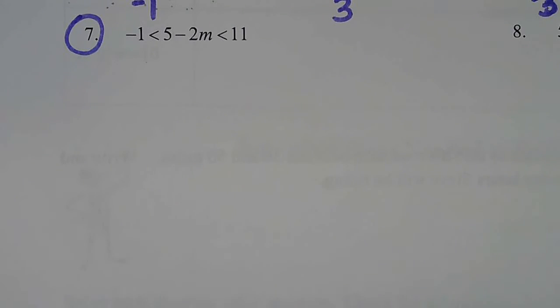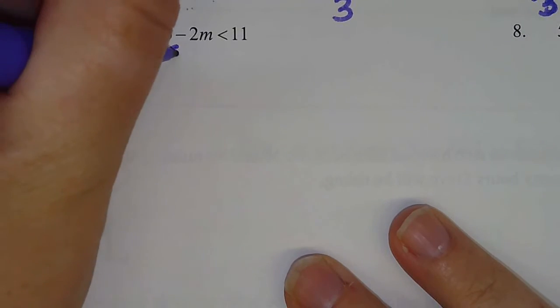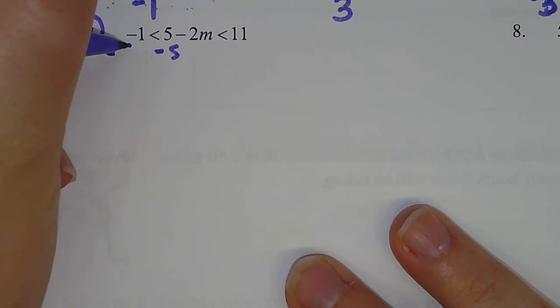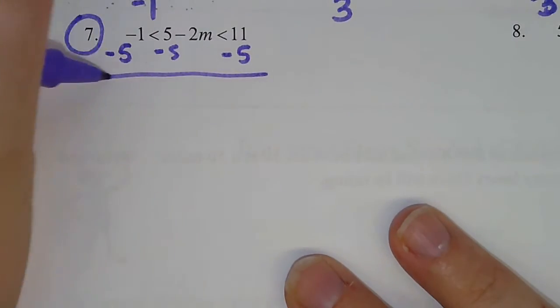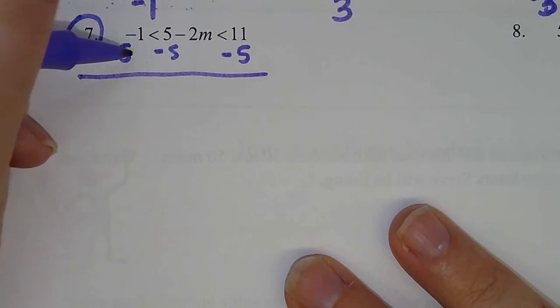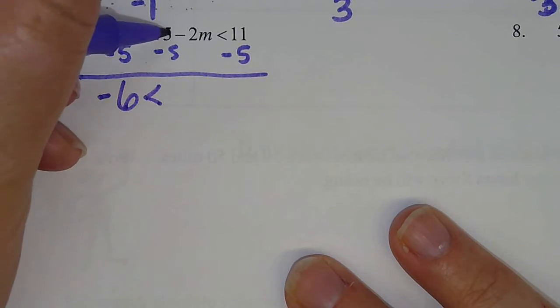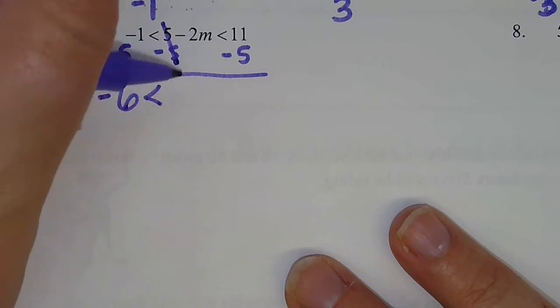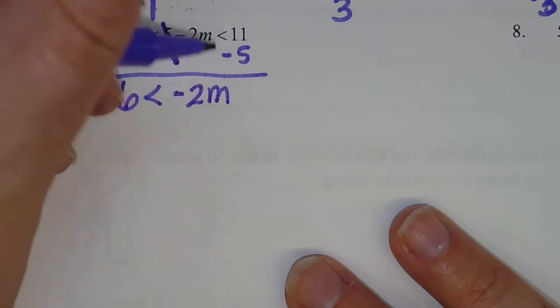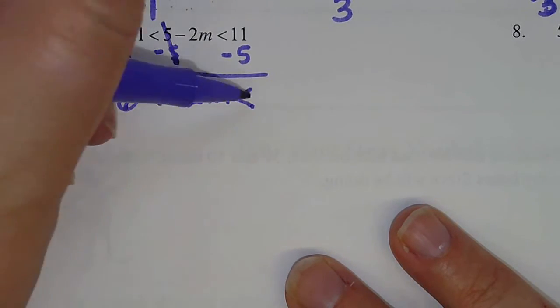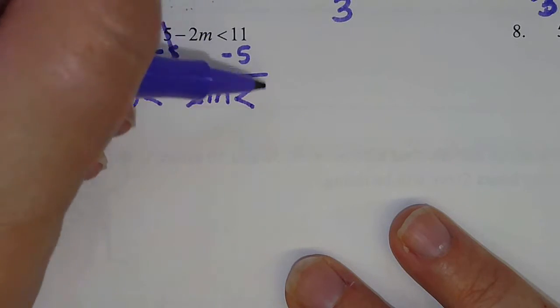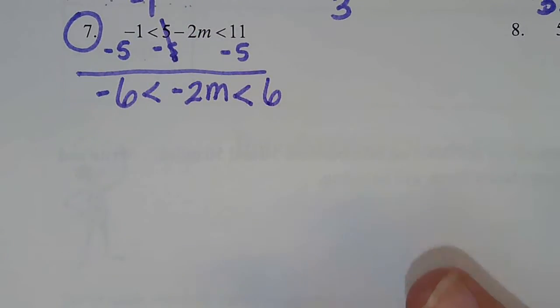What would we do first to get m by itself? Subtract 5. Good. Subtract 5 from the middle, subtract 5 from the left, subtract 5 from the right. Negative 1 minus 5 is negative 6. Bring down your inequality. 5 minus 5 is 0. You have negative 2m less than, bring down the inequality sign, 11 minus 5 is 6.